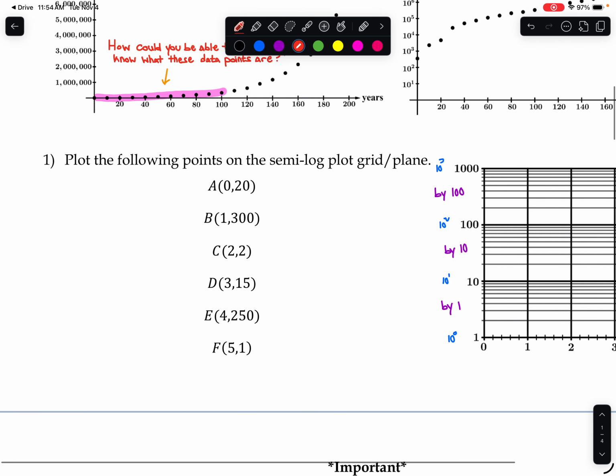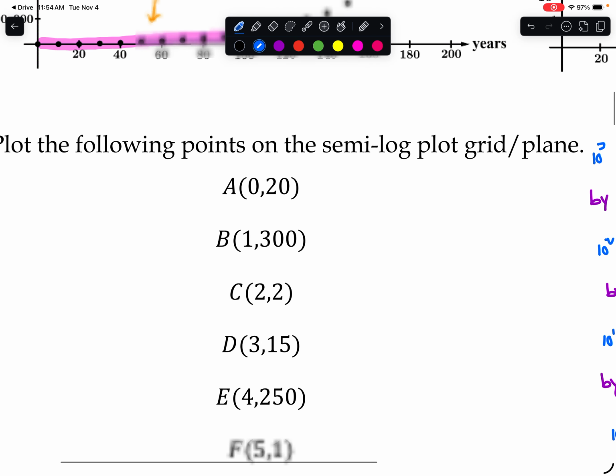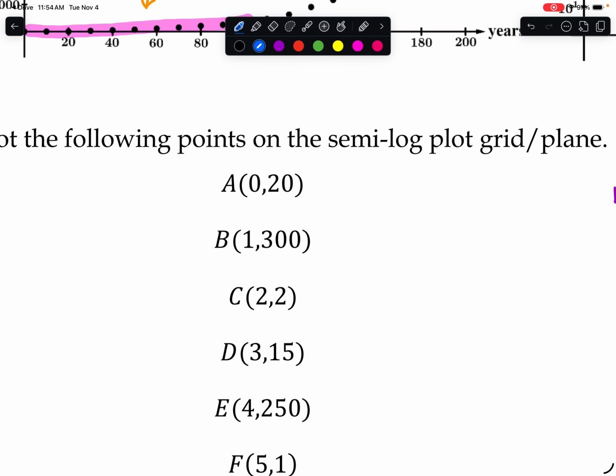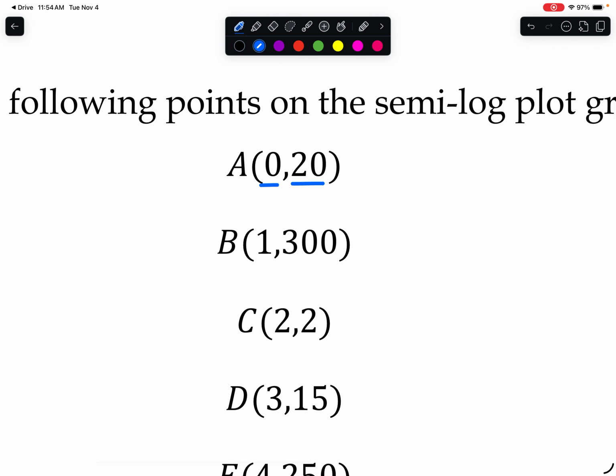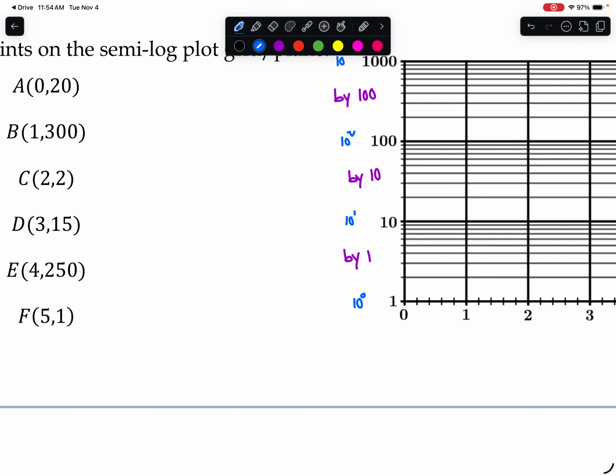So now we're actually going to graph the following coordinates. And you need to make sure that you're labeling them accordingly. The first point that we want to label is going to be (0, 20). So horizontally, I'm just going to go at 0. It's vertically that we can't have 0. Horizontally, we can have 0. And then we're going to go up to 20.